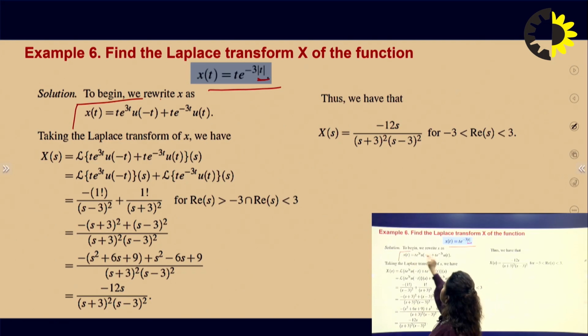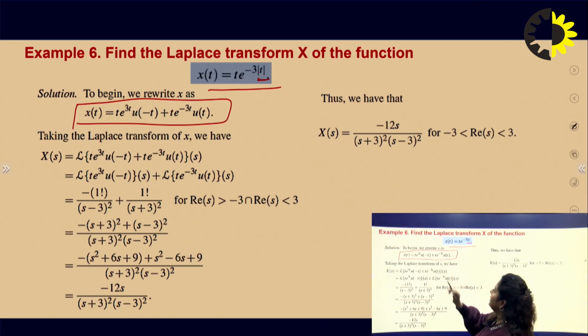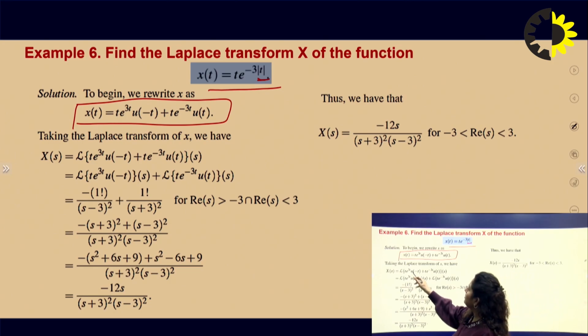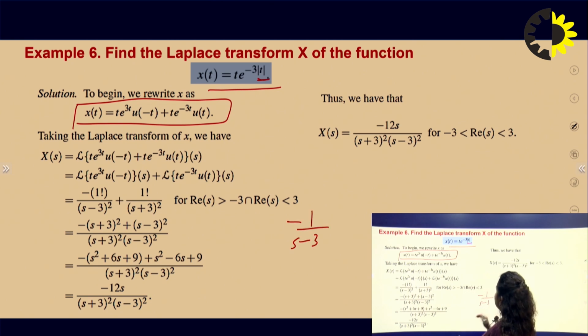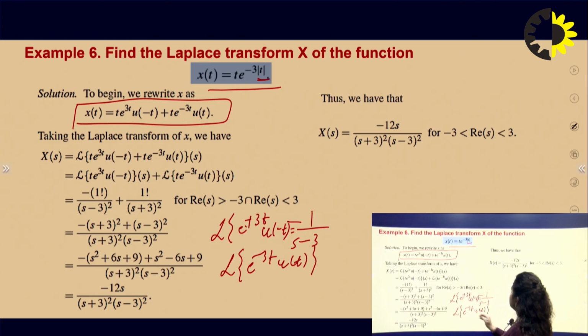So rewrite the expression in the form x(t) equivalent to, when t is less than 0, then it becomes plus. So t e to the power 3t u of minus t plus t e to the power minus 3t u(t). Now it's simple to calculate the Laplace transform of both the expressions. Firstly, we calculate the expression for e to the power 3t u of minus t, that is minus of 1 upon s minus 3. And similarly, the Laplace transform of e to the power minus 3t u(t), for this we have 1 upon s plus 3.